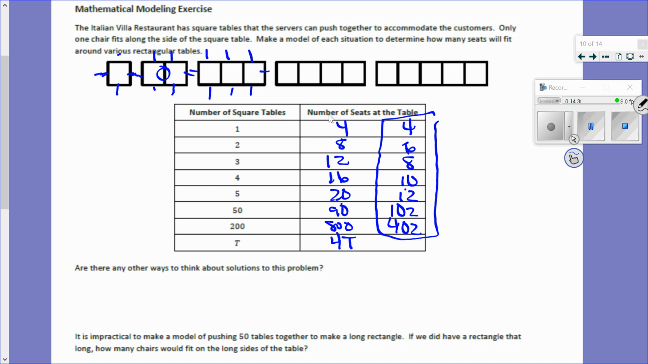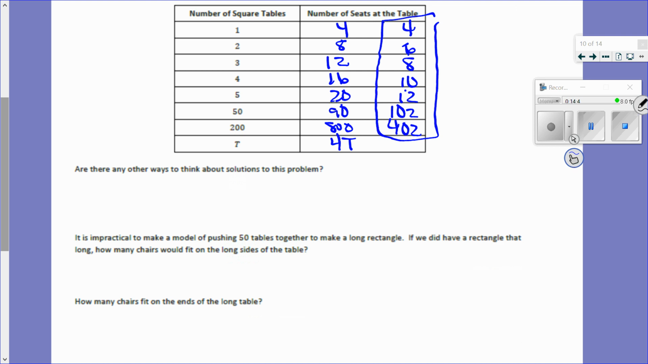But let's talk about this next part. We'll go through this to help think about this. Are there any ways to think about this problem? We could have modeled it, yes. Model, or we could have written an expression. An expression would also help us because then we can figure out exactly what we're doing. So if I start getting to the 50, it doesn't make sense to actually keep doing the models.